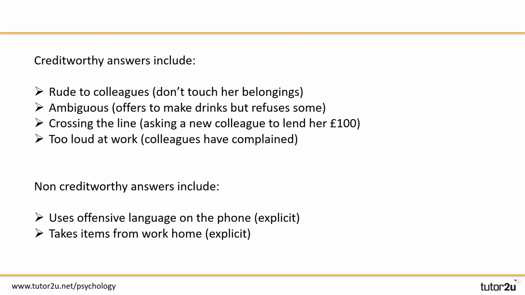Non-creditworthy answers, so these are things that wouldn't get a mark, are using offensive language on the phone, and taking items from work home and not bringing them back. Now, these aren't things that we would normally do. However, these two things in particular are actually breaking the law. So they will be examples of where explicit norms and explicit rules are broken. So the four main ones we want to talk about, you can see on the top. Give yourself a mark or a tick if you included any of those in your answer.